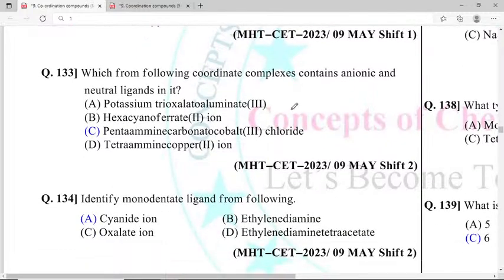Which of the following coordination complexes contains both anionic and neutral ligands? Anionic and neutral, both. Amine or ammonia. Next, carbonato. Carbonato contains a negatively charged anionic ligand.